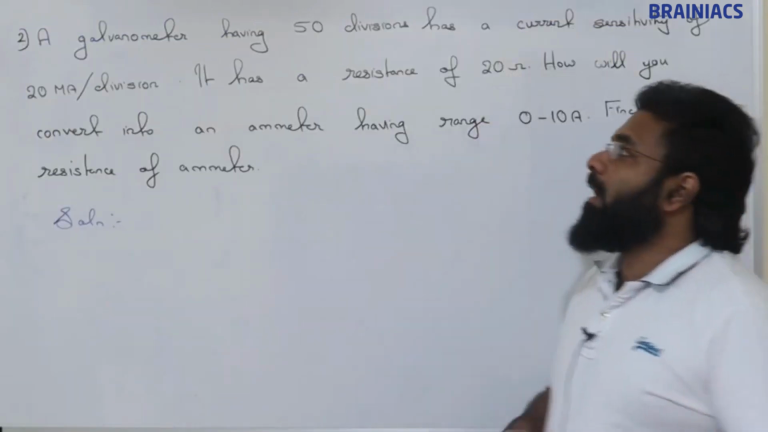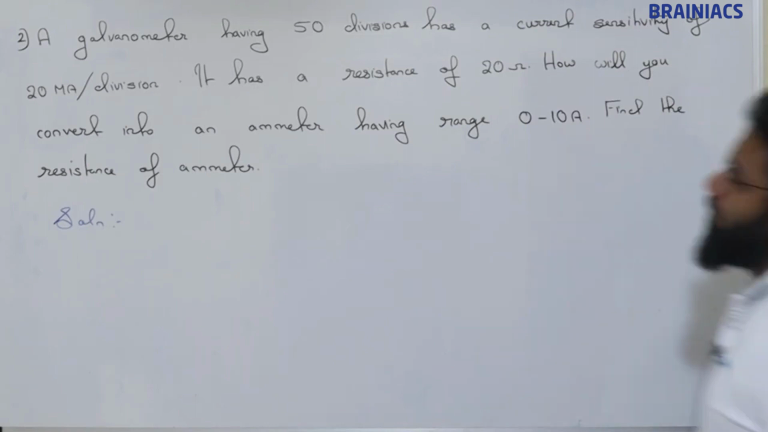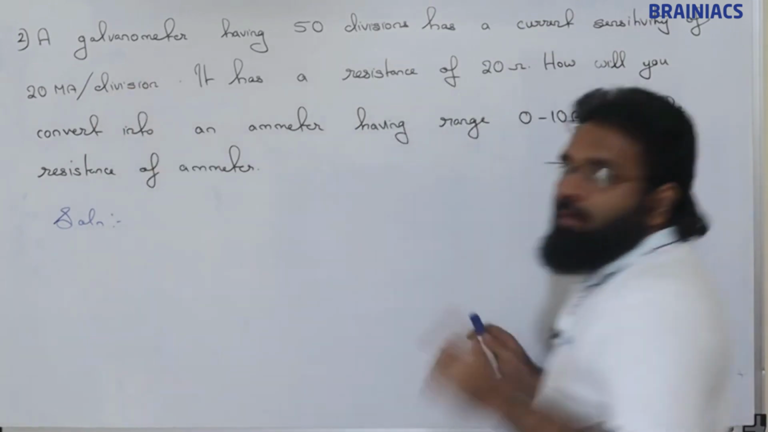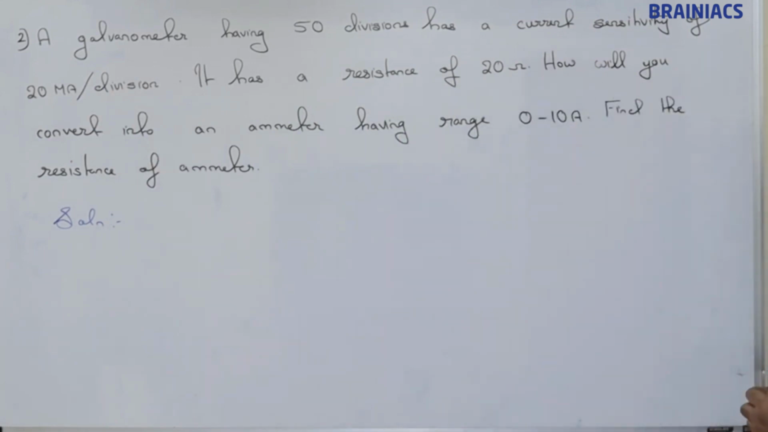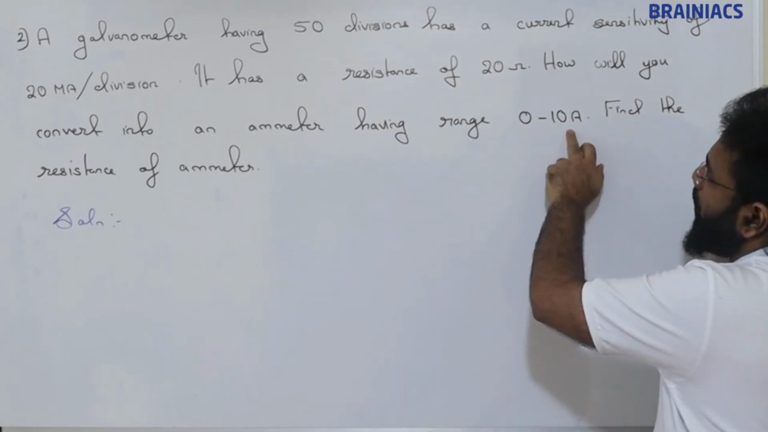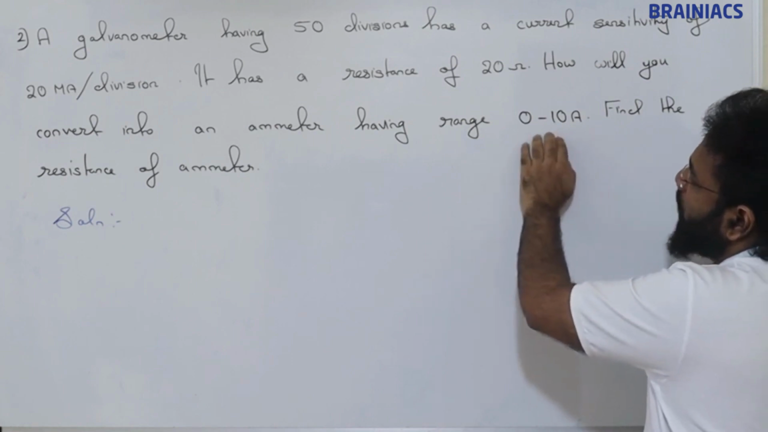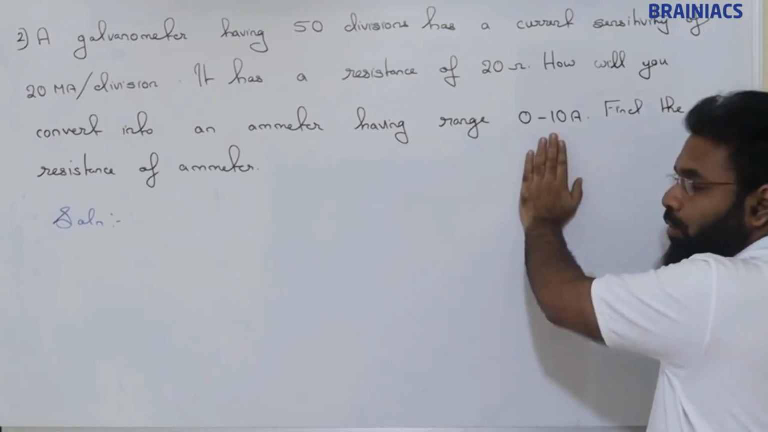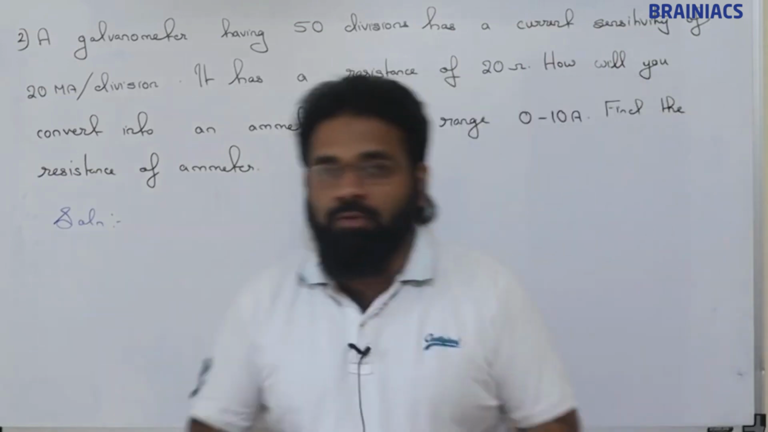Take this question. A galvanometer having 50 divisions has a current sensitivity of 20 microampere per division. 20 microampere per division means one division is 20 microampere. That is its meaning. It has a resistance of 20 ohm. The galvanometer resistance is 20 ohm. How will you convert it into an ammeter having range 0 to 10 ampere? This is the current we need to measure, the current passing through the circuit, the maximum current. Also find the resistance of the ammeter.